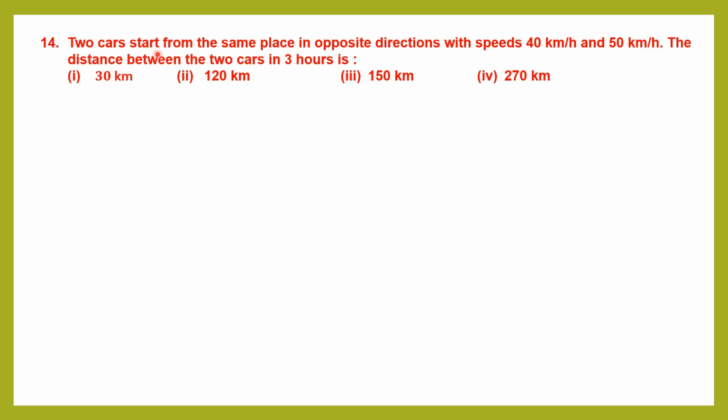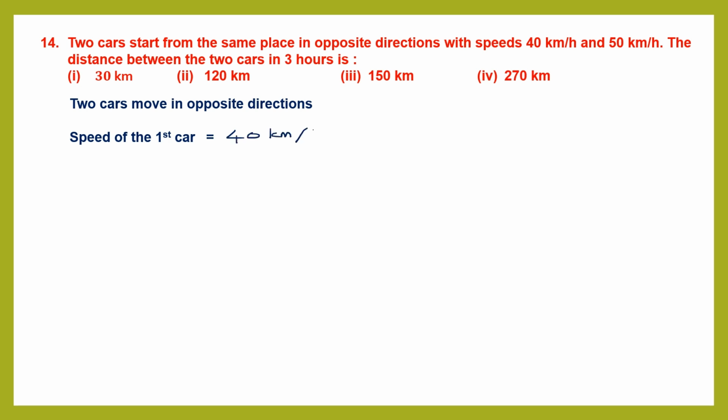Question 14. Two cars start from the same place in opposite directions with speeds 40 kilometers per hour and 50 kilometers per hour. The distance between the two cars in 3 hours is what we need to find out. So, two cars moving in the opposite direction is very important. The speed of the first car is 40 kilometers per hour, given to us in the question. The speed of the second car is 50 kilometers per hour.